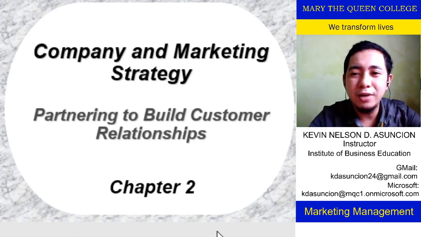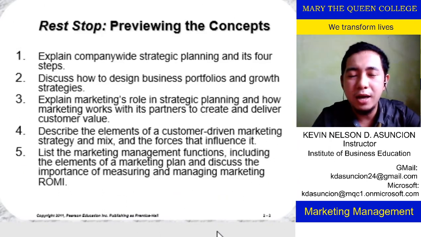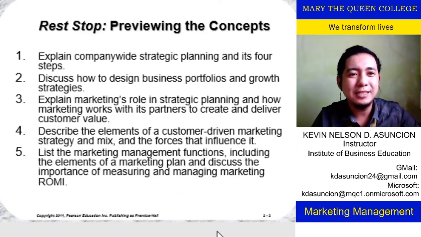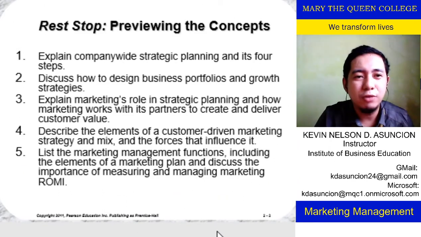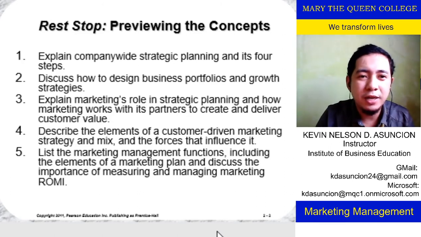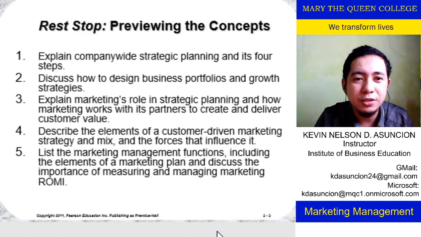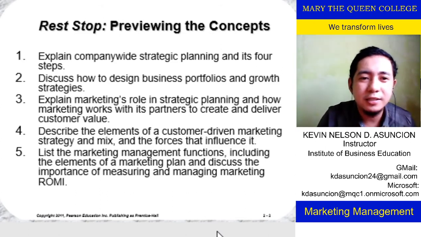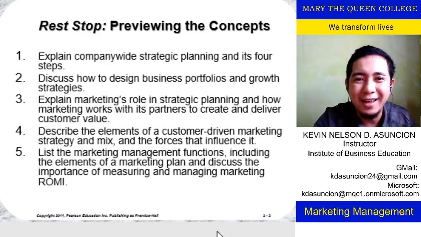Allow me to run down through these objectives for our class. So first, you're able to explain company-wide strategy planning in steps. Discuss how to design business portfolio and growth strategies. Explain the role of the marketing strategic planning. Describe the elements of customer-driven marketing strategy and mix. And last is list the marketing management functions, including the elements of a marketing plan.